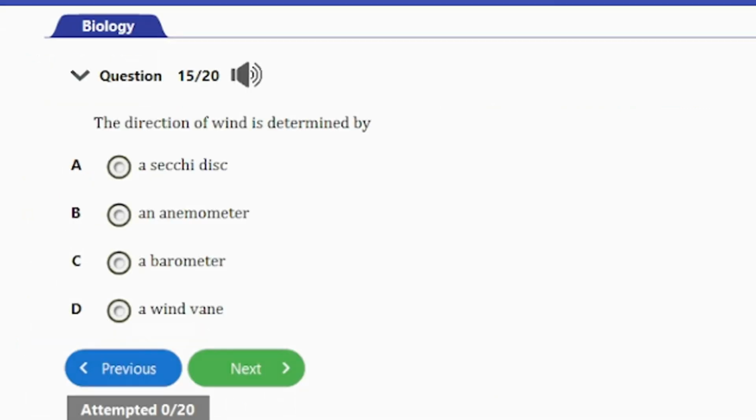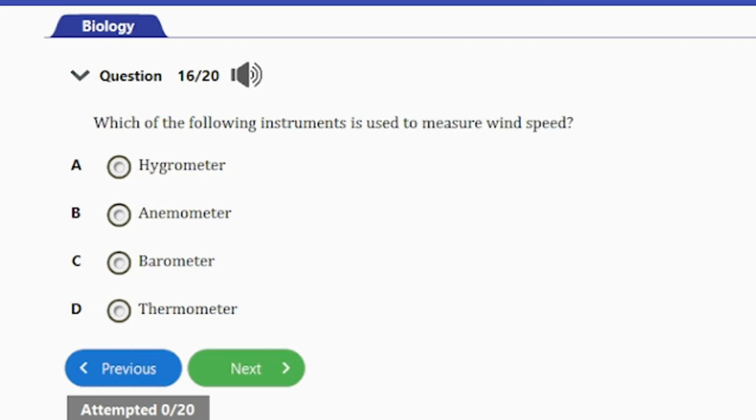Question number 15. It says, the direction of wind is determined by A, a Secchi disc, B, an anemometer, C, a barometer, and D, a wind vane. So guys, the answer to this question is option D, and that's a wind vane. The wind vane is used to determine the direction of wind. So let's consider the next question.